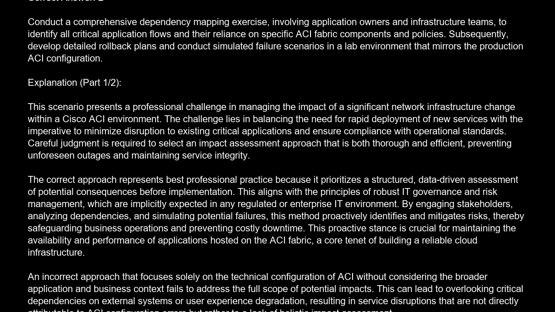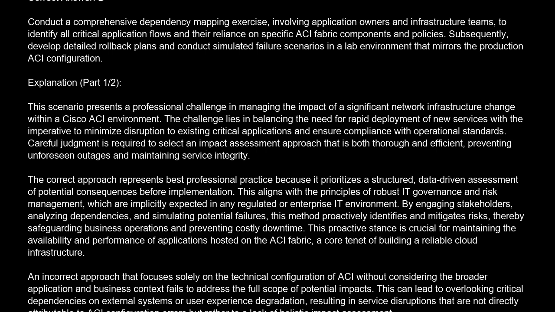Careful judgment is required to select an impact assessment approach that is both thorough and efficient, preventing unforeseen outages and maintaining service integrity. The correct approach represents best professional practice because it prioritizes a structured, data-driven assessment of potential consequences before implementation. This aligns with the principles of robust IT governance and risk management, which are implicitly expected in any regulated or enterprise IT environment.